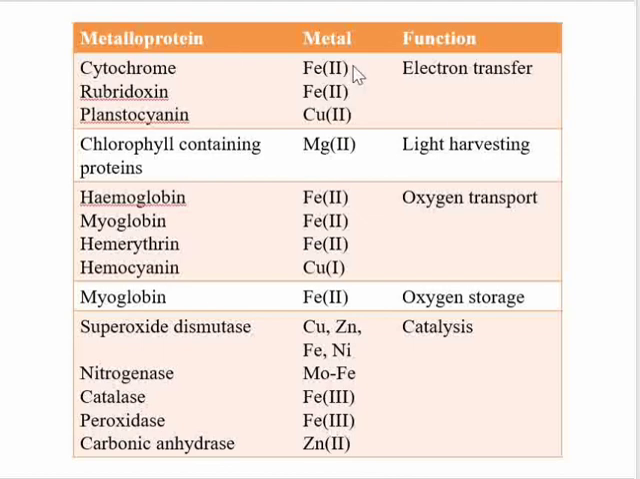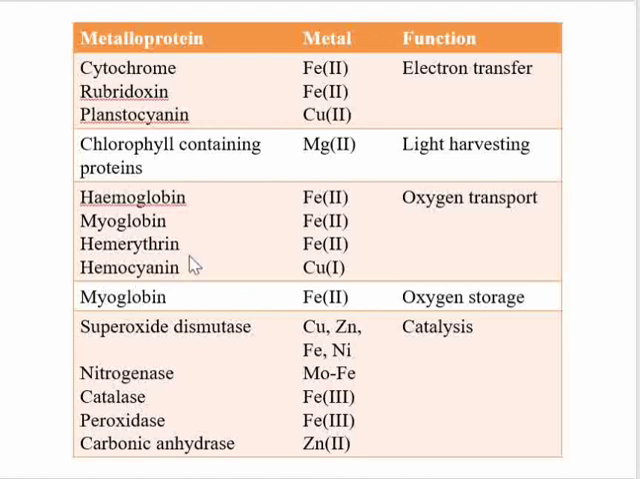So in gist, if we see the different functions of metalloproteins, we will find that cytochrome, rubredoxin, and plastocyanin are important metalloproteins in electron transfer, and the metal centers present in them are Fe and copper. Then the other kind of metalloproteins are chlorophyll containing proteins, which are present in the reaction centers of photosystem 1 and 2. These chlorophyll containing proteins have magnesium in their active sites, and they act as light harvesting systems.